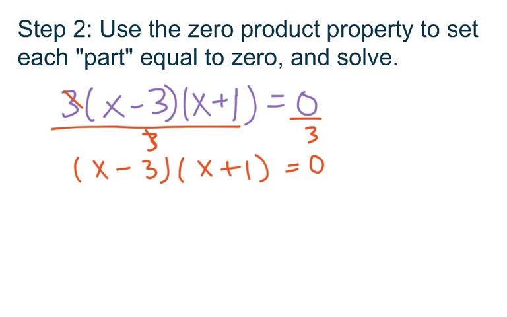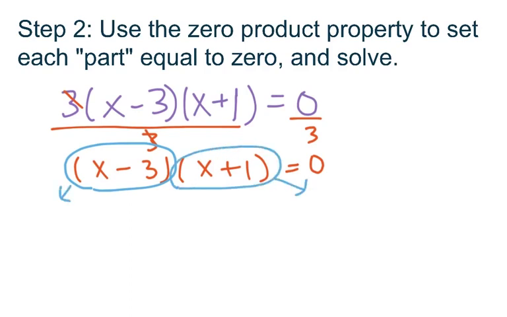And remember, you want to find each part. They're going to be in the parentheses. So x minus 3, that's one of the parts. X plus 1, that's another. And we're going to separately set them equal to 0. So x minus 3 equals 0. X plus 1 equals 0. And then we're going to solve.